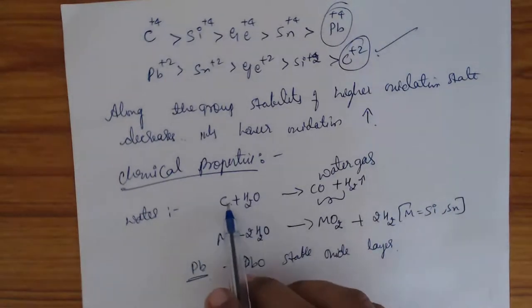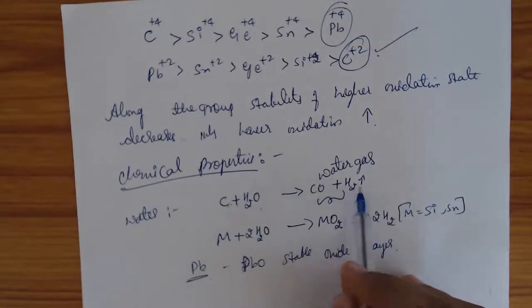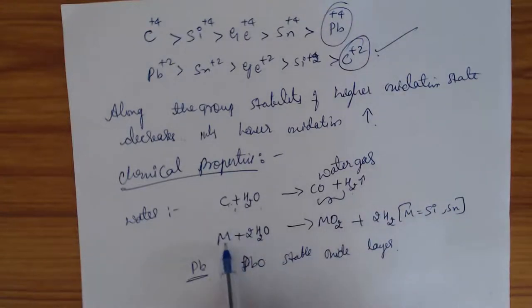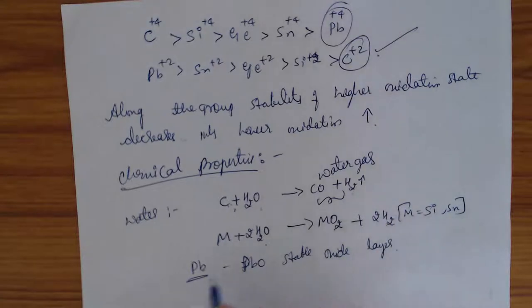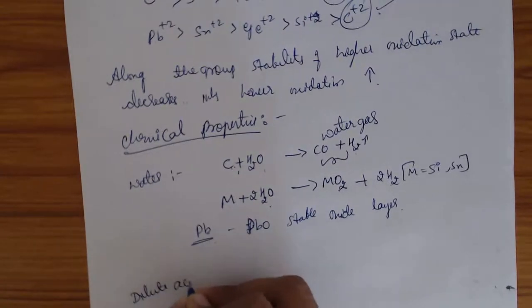Okay, so carbon reacts with water to form carbon monoxide and hydrogen gas. Except carbon, the remaining elements react with water to form oxides with the liberation of H2 gas. Pb is inert to the reaction, unaffected, because of the formation of what? That oxide layer. The oxide layer of PbO is highly stable. Okay, students.